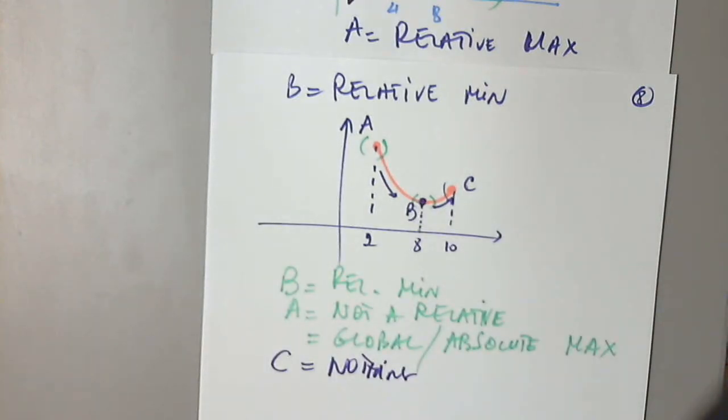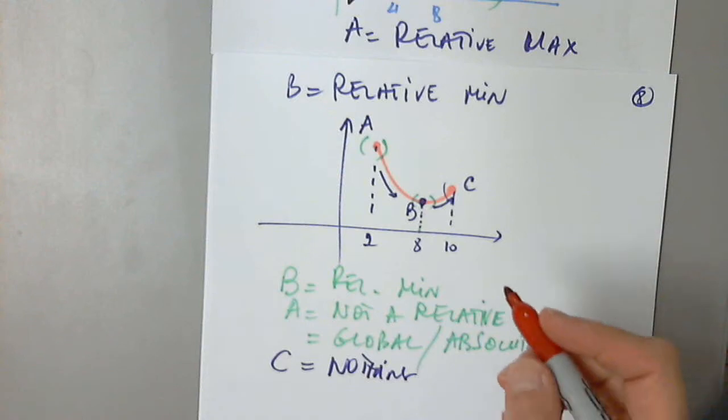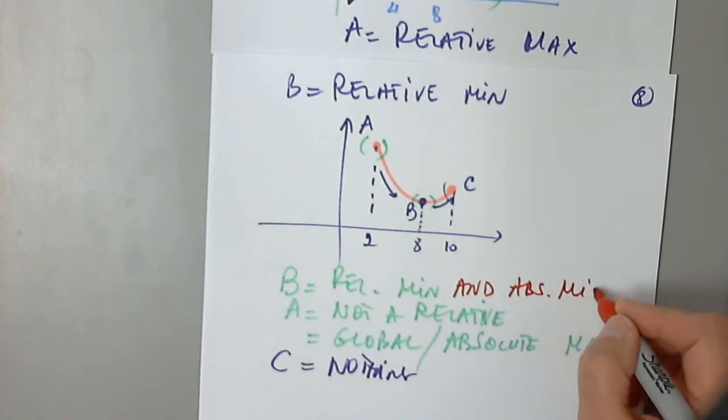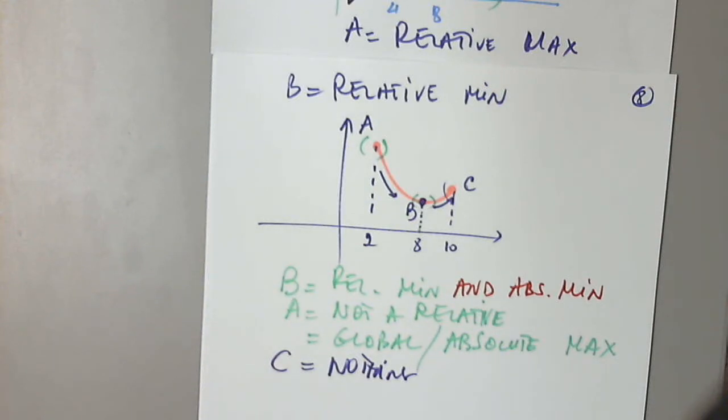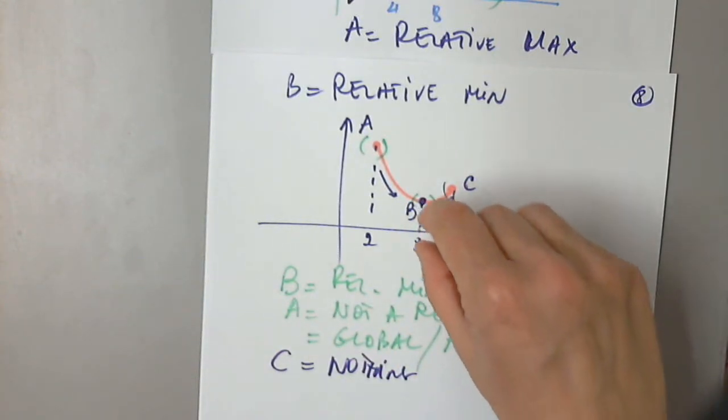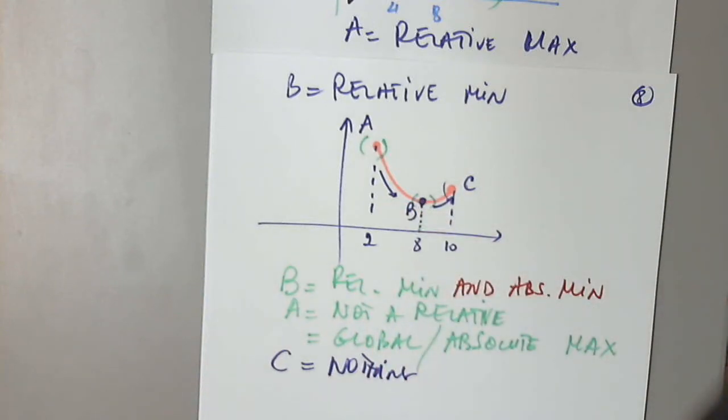Yes, please. So I was going to say, there's no such thing as an absolute min for this particular function. I'm sorry, yes, you're right, actually. B is a relative min and absolute. Thank you. Of course, thank you for saying that. In this case, B is not only a relative min because I can show the open interval, but it's also an absolute min because there is nothing smaller than it. Thank you very much.